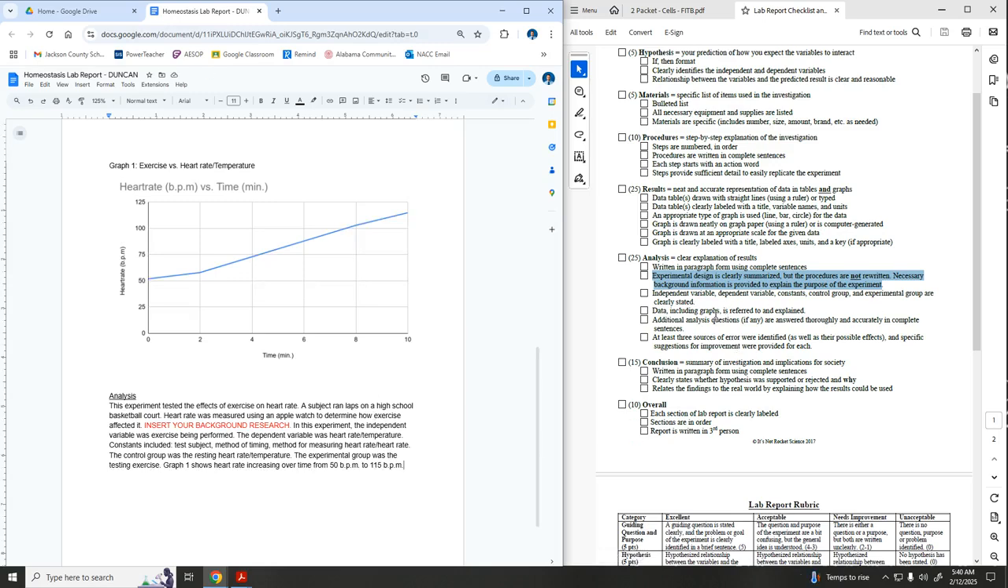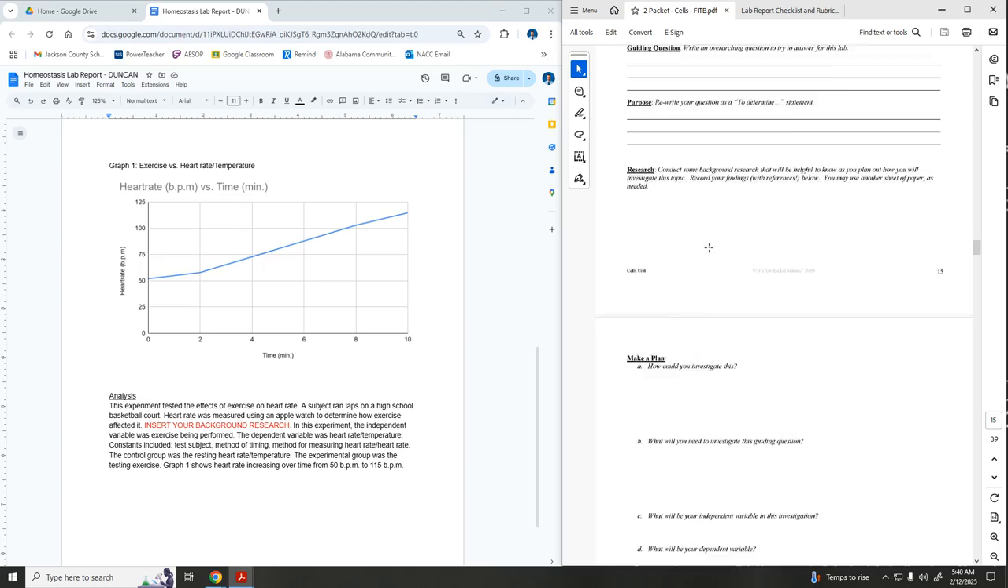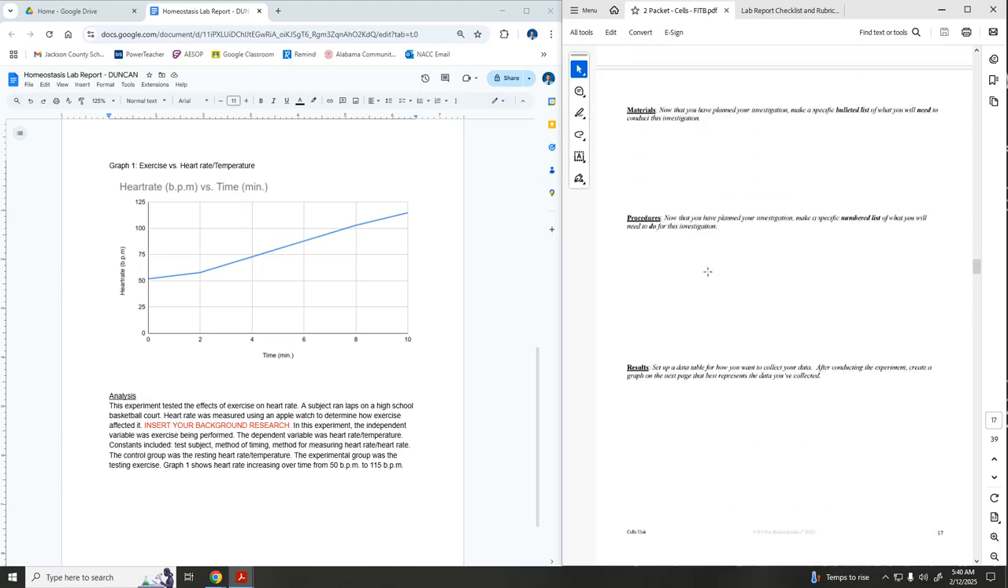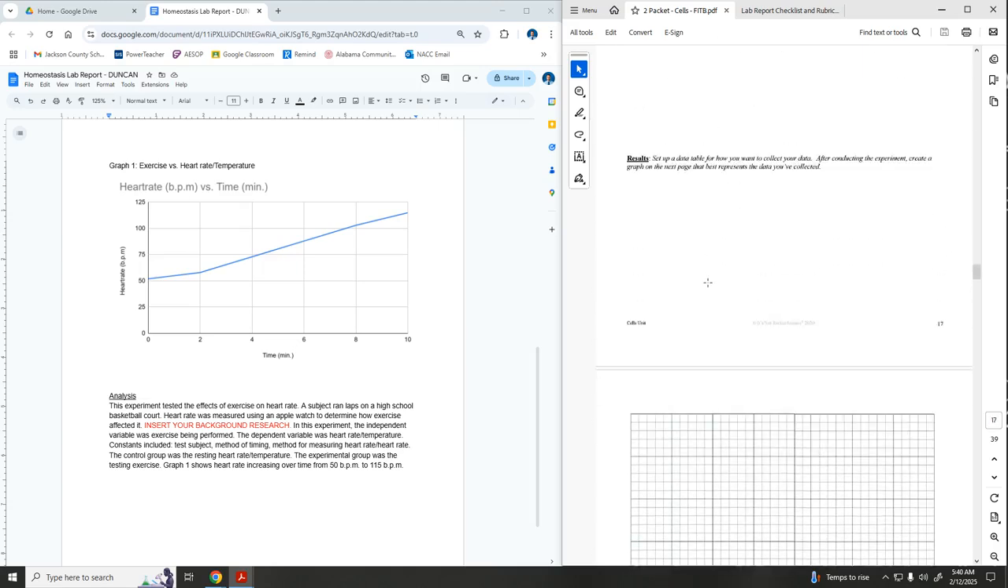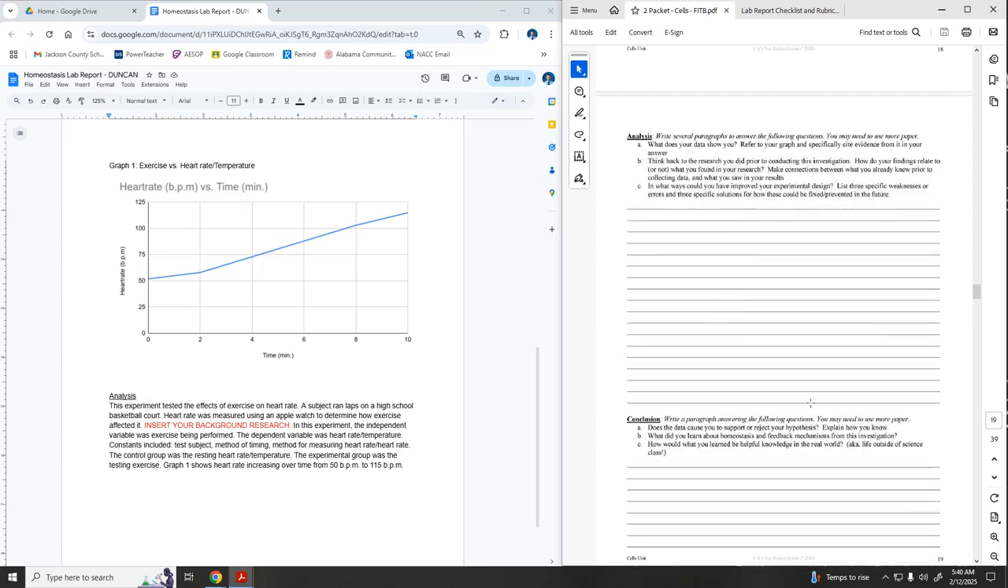Additional analysis conclusions, if any, are answered thoroughly and completely in complete sentences. So let's go look at our analysis questions here. So this is going to be on page 19. What does your data show? We said that. Specifically cite evidence from it in your answer. We did that. Think back to the research you did prior to the investigation. How do your findings relate to what you found in your research? Make connections between what you already knew prior and what you saw in your results.